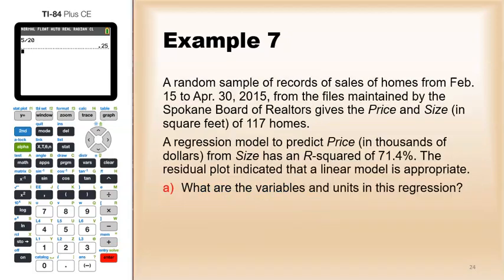A random sample of records of sales of homes from February 15th to April 30th, 2015 from the files maintained by the Spokane Board of Realtors gives price and size in square feet of 117 homes. A regression model to predict price from size has an R-squared of 71.4%. The residual plot indicates that a linear model is appropriate. So what are the variables and units in this regression?